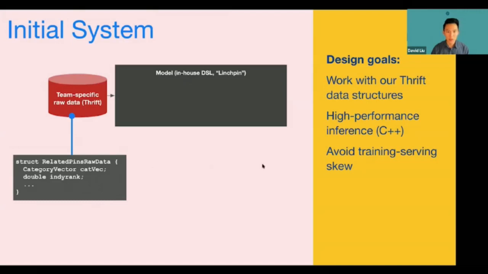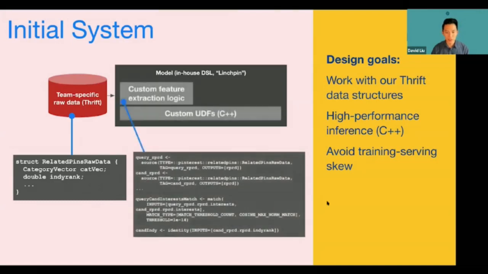We built a domain-specific language called Linchpin to handle this input. The DSL would specify how to extract features from thrift structures. For example, you could extract subfields or compute matching scores of different vectors. This engine was written in C++ to handle our largest ranking use cases with tens of millions of inferences per second.